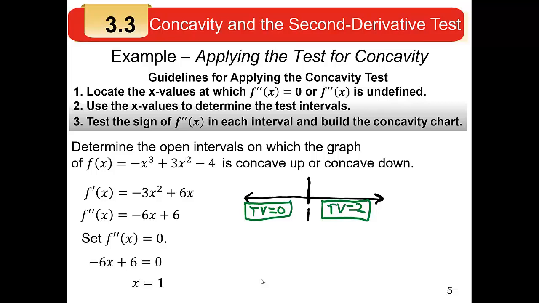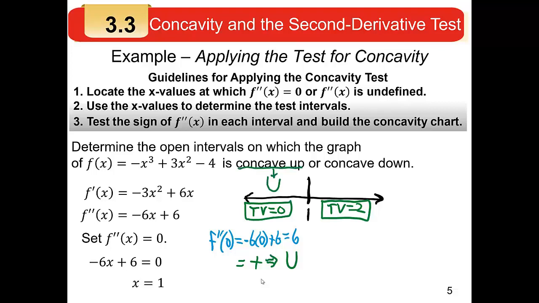How do you test them? Remember, we're testing for concavity. That's a test involving the second derivative. So you take each of those test values and plug them into the second derivative, not the first derivative. The first derivative tells you about increasing, decreasing. Here we're thinking about concavity. So if you take the test value 0 and plug it into the second derivative, you get 6. Well, 6, of course, is a positive number. Positive means that the function is concave up, or holding water.